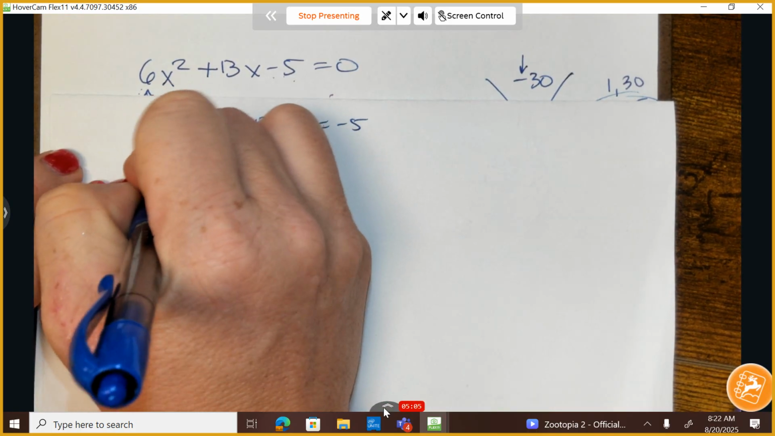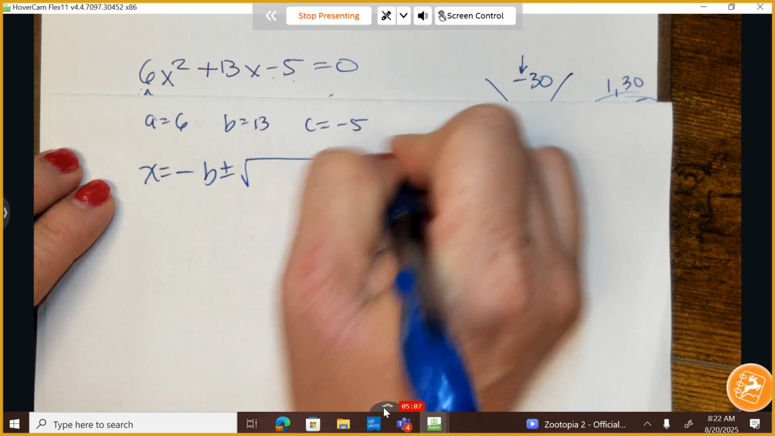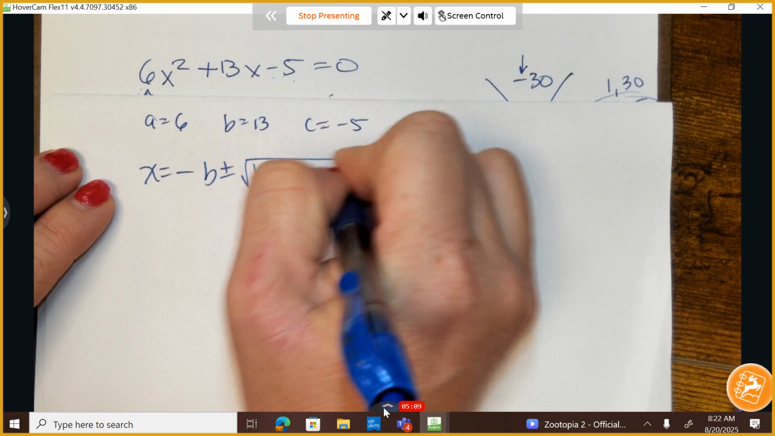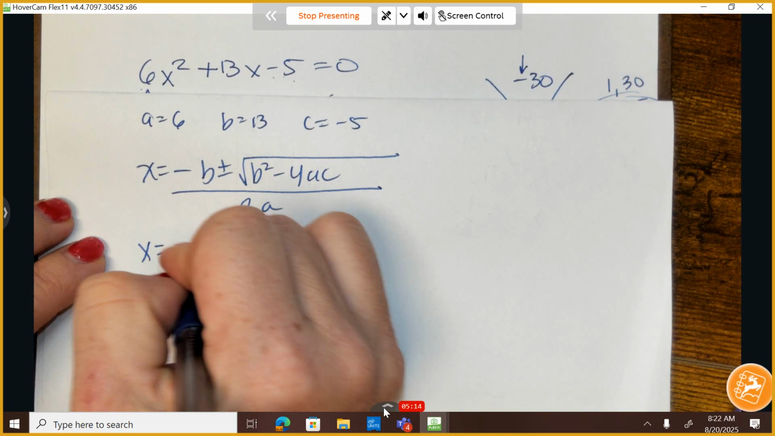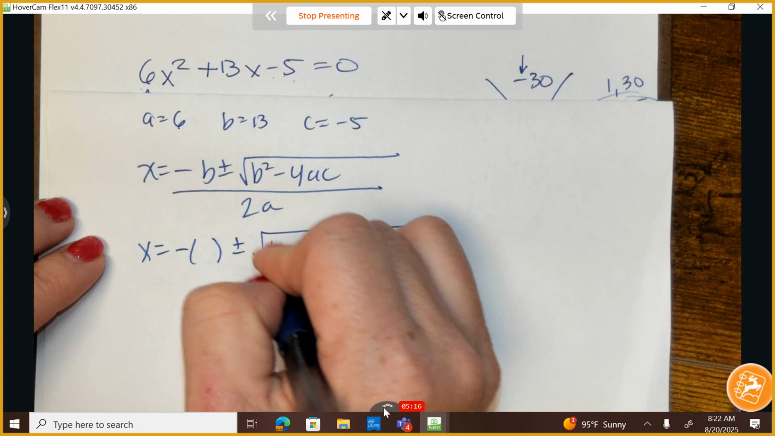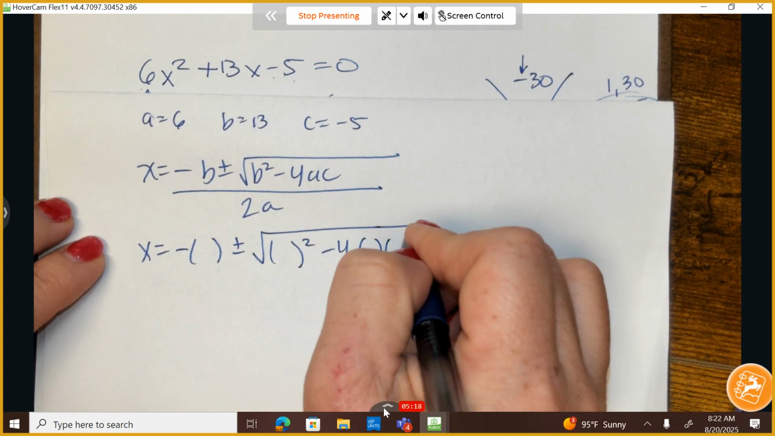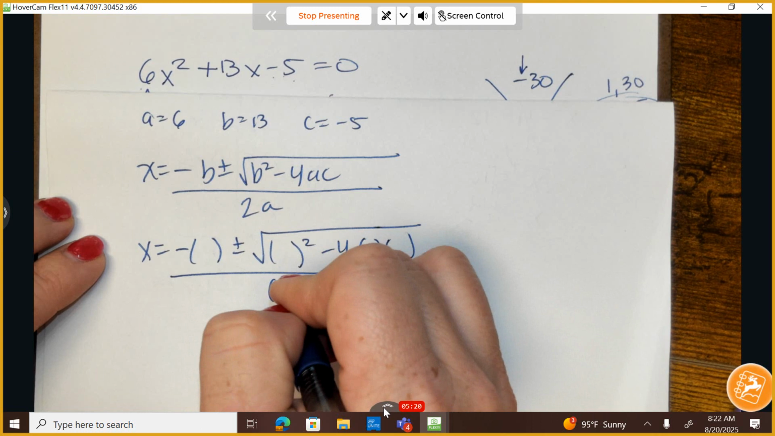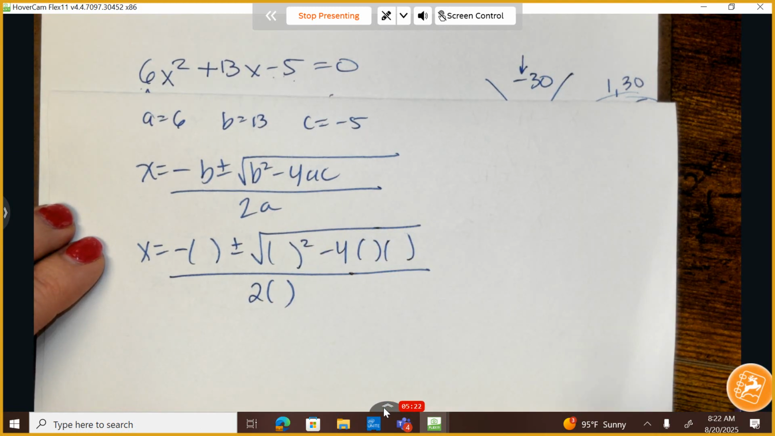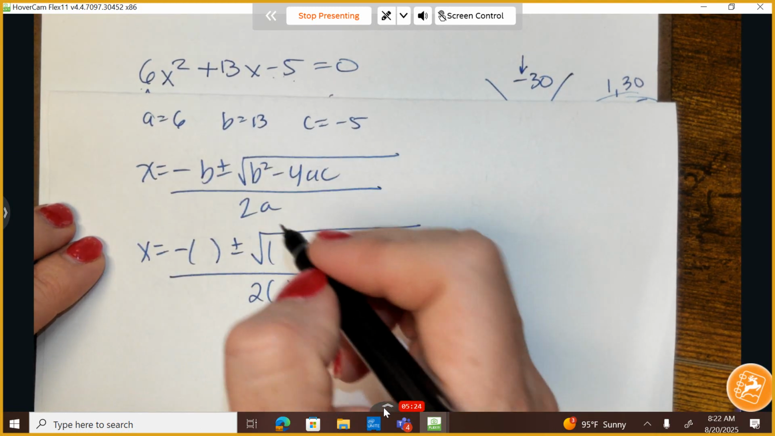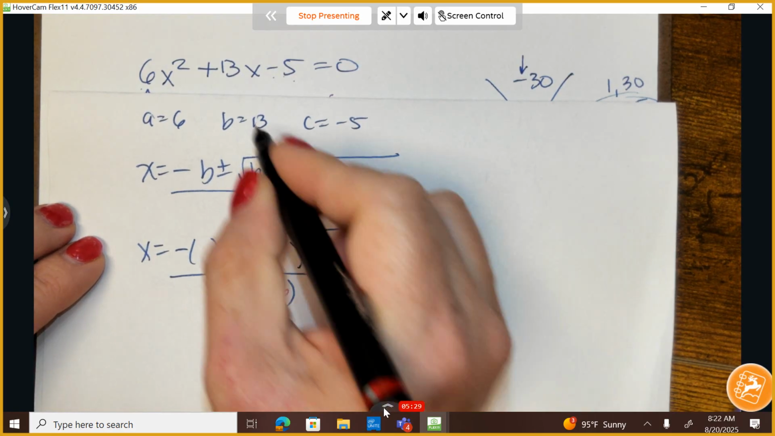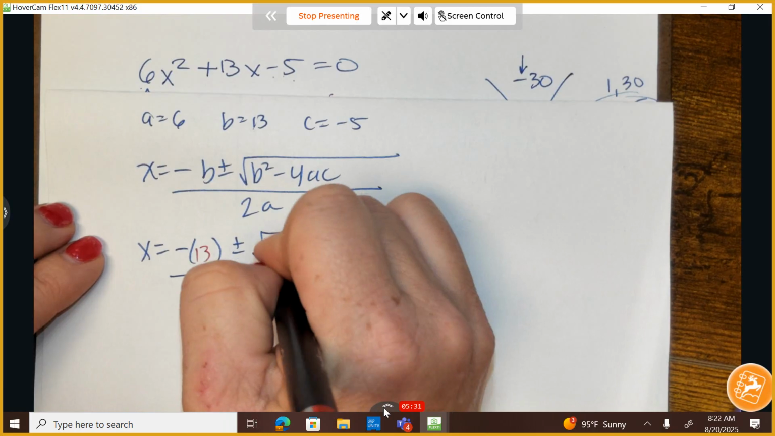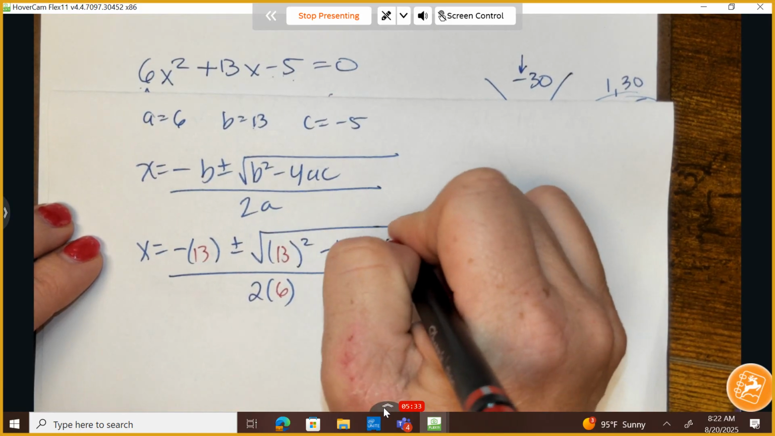Now here's the quadratic formula, and you do have to memorize it. I've been told that there are crafty little songs that can help you memorize it. I always suggest to students they start by putting parentheses wherever they're going to drop in the values for A, B, and C. So I'm going to do that right now. I have 6 for A, so where does A go? A goes in these two places. B is going to be 13. It goes in these two places. C is going to be -5.